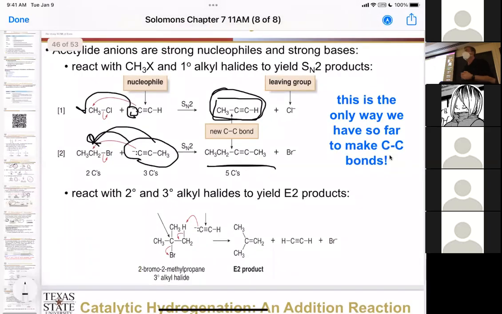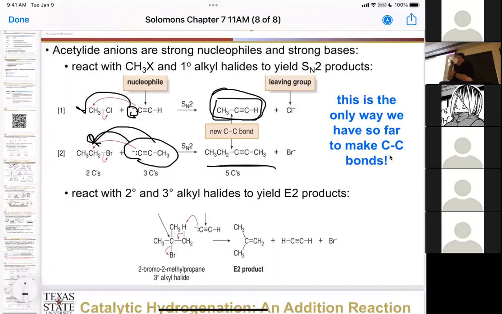Okay, so we're going to use this reaction with acetylide ion to extend carbon chains a lot, all this semester and next semester. So that's one reaction you might want to look at. In fact, next week after our exam, we're going to start our reaction tables. So we'll see how that goes.